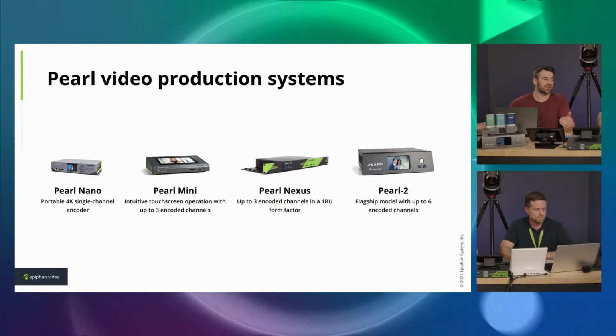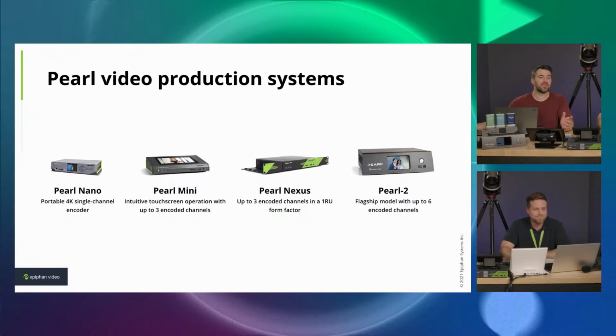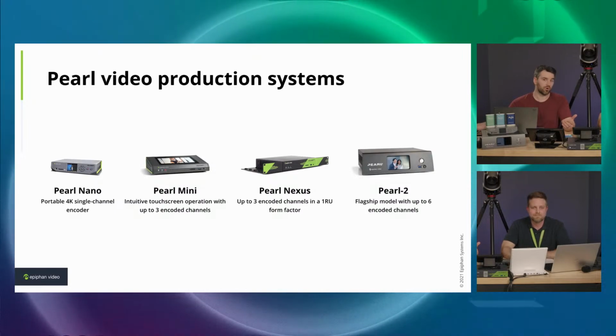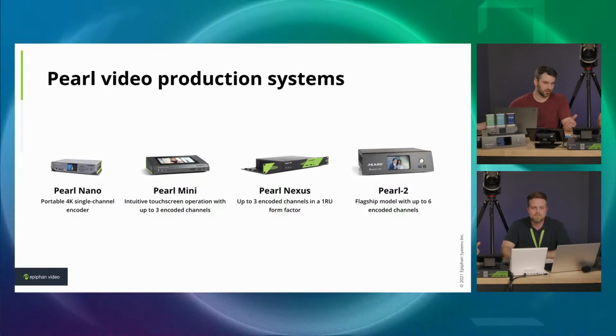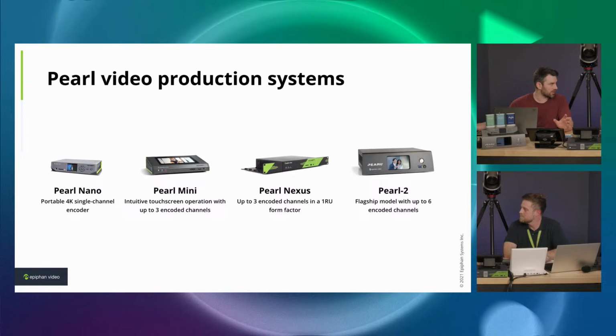And a layout is kind of like slides in a slide deck, just like Dan's slideshow here. A Nano could just have one slide, one layout. You could record that and stream that at 4K, but it's just one. There's no switching. When you start moving up the line, to Pearl Mini, Pearl Nexus, you're at a 3-channel device, multiple layouts. You can do switching on it, things like that.